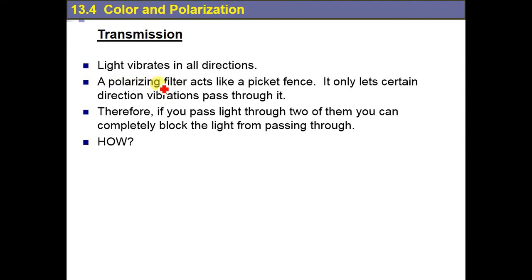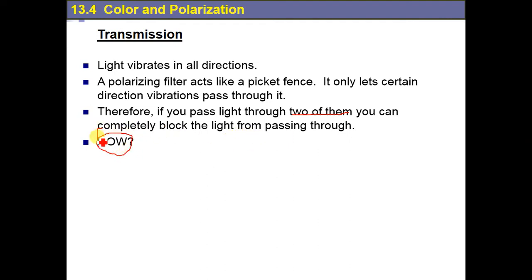A polarizing filter acts like a picket fence. It only lets certain direction vibrations pass through it. Only the electric fields that are parallel to the transmission axis can pass. Therefore, if you pass light through two polarizers, you can completely block the light from passing through.